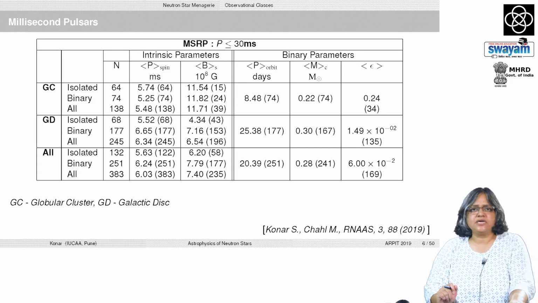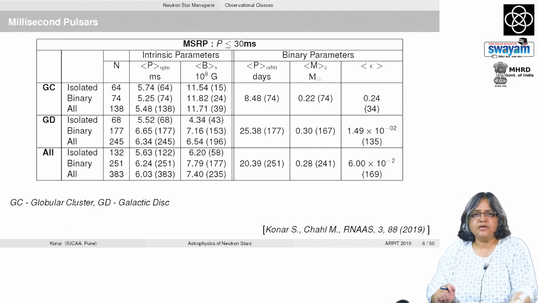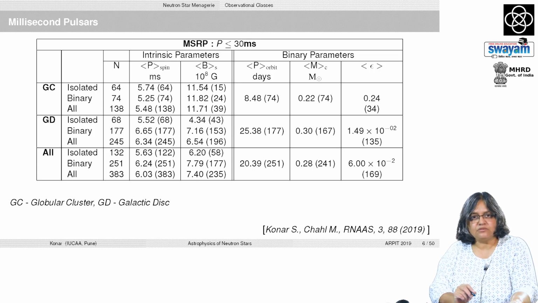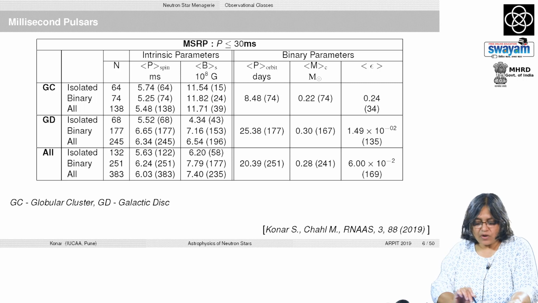Now, amongst the millisecond pulsars, there is something interesting which has been seen recently, that the properties of the millisecond pulsars in the galactic disk and in the globular cluster seem to differ a little bit. If you look at the table carefully, you will see that the spin period, which is the average spin period, is given here.